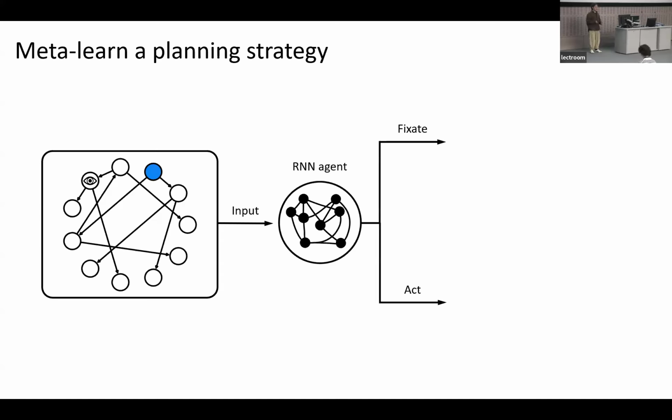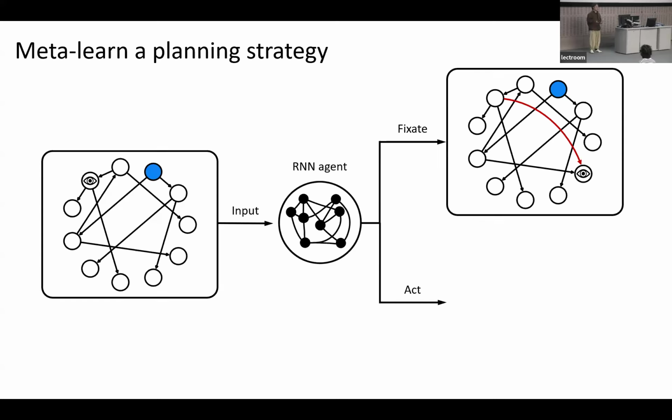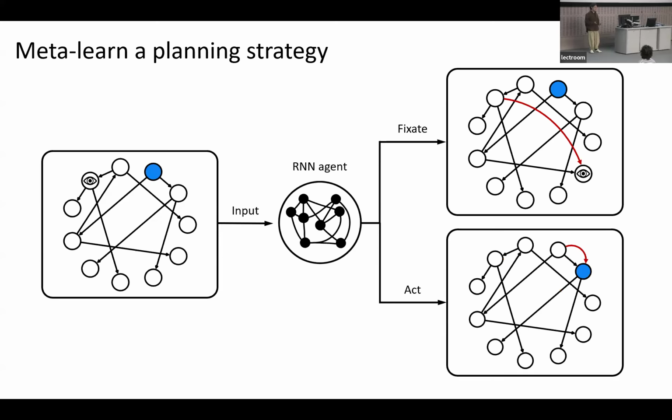At each time step, the agent chooses to either fixate on a node or make a move. If it chooses to fixate on a node, it moves the fixation pointer to the target node. And if it chooses to act, it makes a move and transitions to the next state.